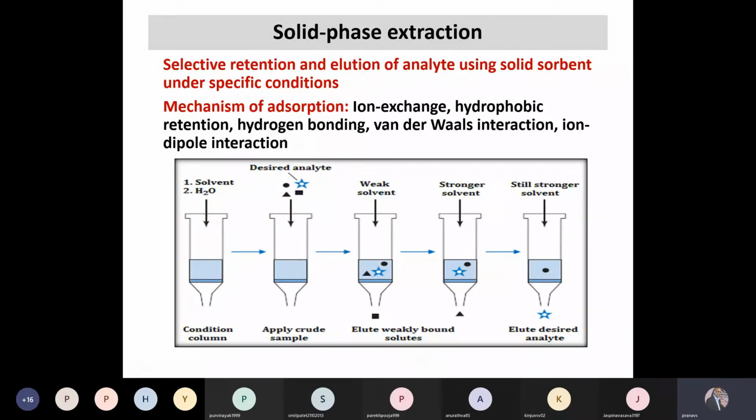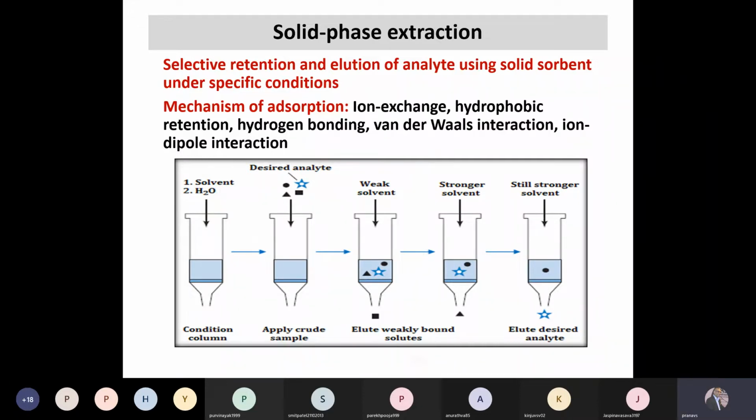Selective retention and elution of analyte using solid sorbent under specific conditions. Now this is important. Solid phase extraction doesn't work as such. You need to create specific conditions of solvents, solvent systems, pH, additives, etc. So there are many things which we need to first optimize to achieve selective retention.